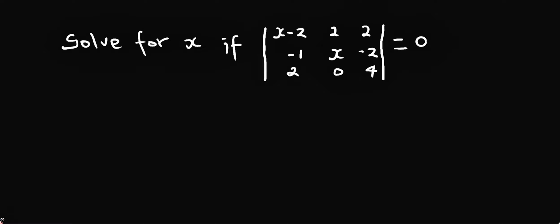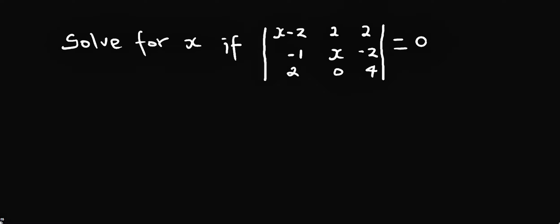Calvin Solin Math. Let us look at this nice question. Solve for x if the determinant of the matrix [x minus 2, 2, 2; negative 1, x, negative 2; 2, 0, 4] is equal to 0.